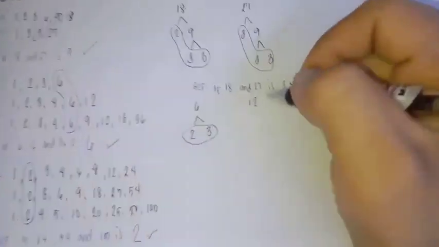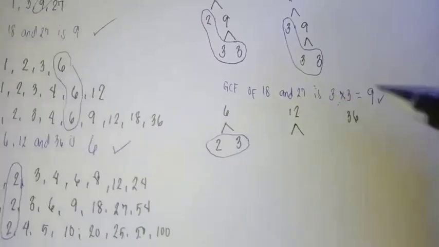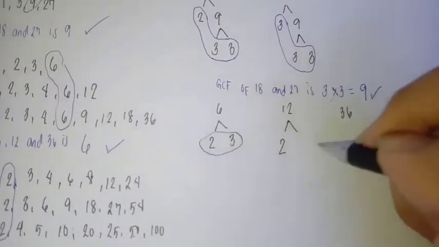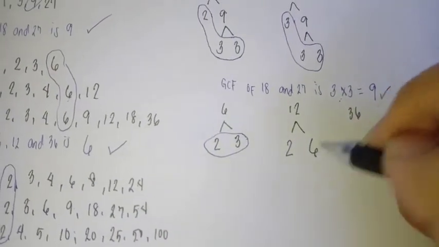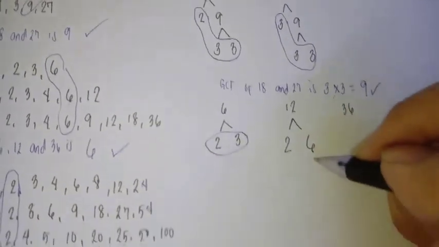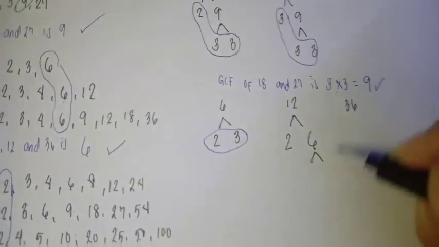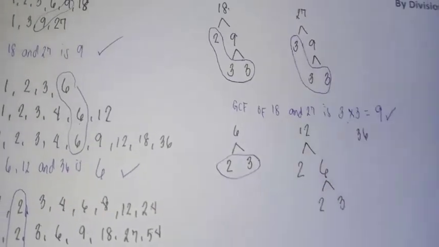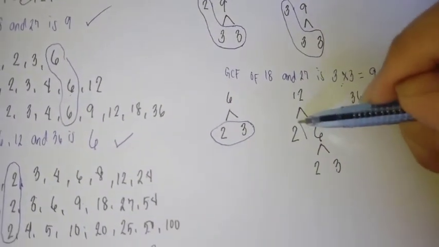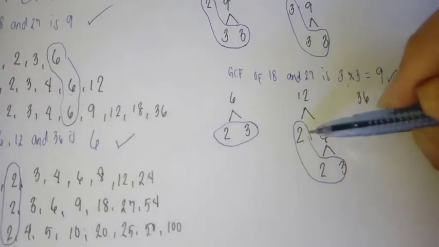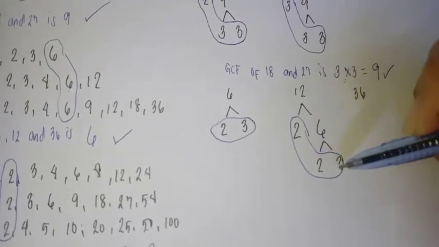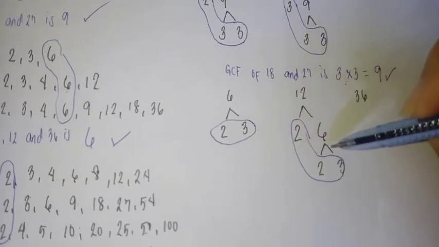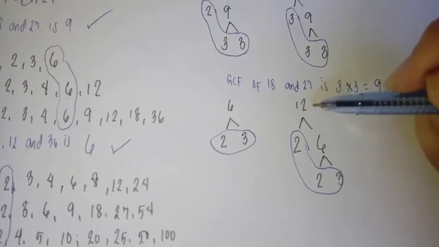How about for number 12? We have 2 times 6. 6 is a composite number, so we will factor this further, and it will give us 2 and 3, since 2 times 3 is 6. Therefore, the prime factors of 12 are 2, 2, and 3, since 2 times 2 times 3 is equal to 12.